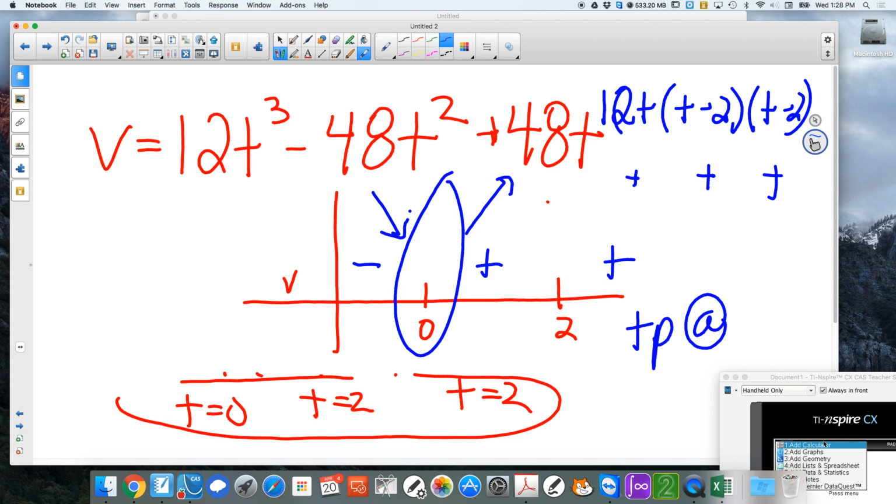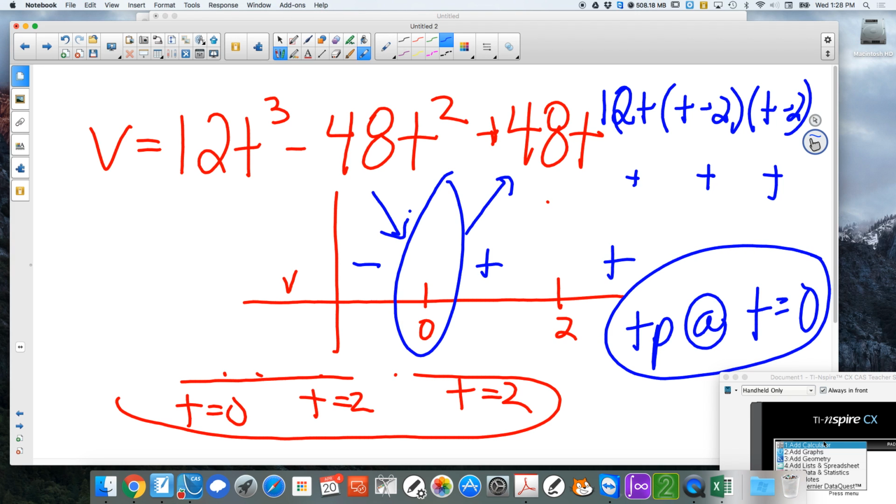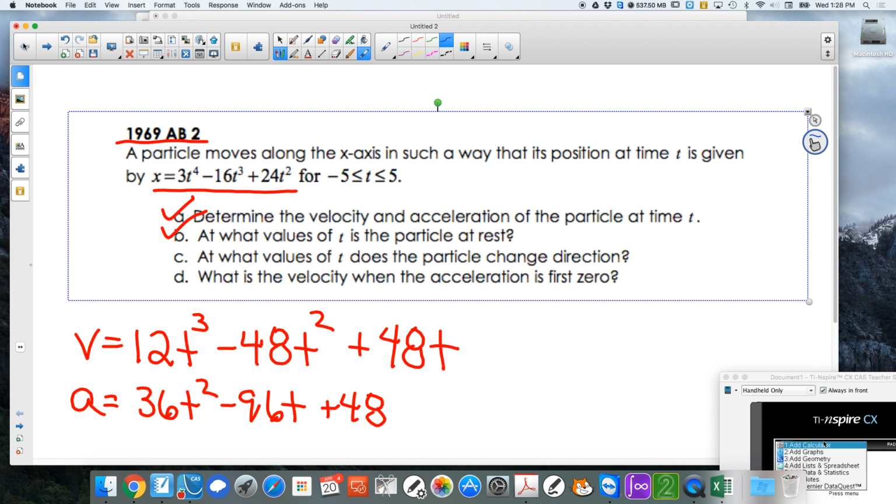at, I don't know if you could use that at symbol back in 1969. We're going to use it. Use TP, at t equals 0. So we have a turning point at t equals 0. Let's go on to the next.